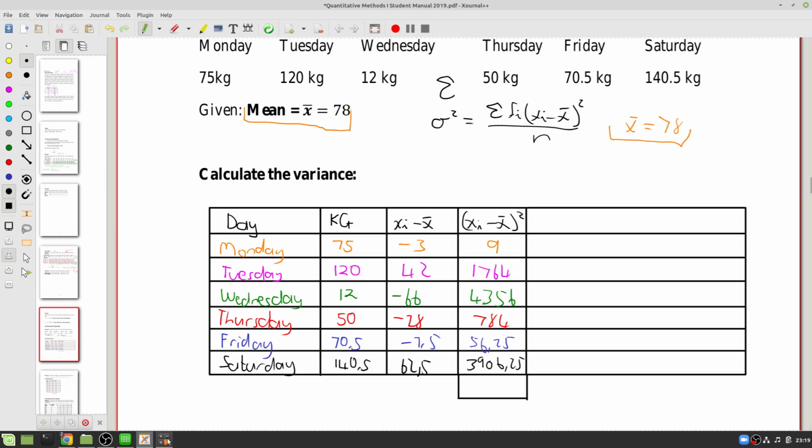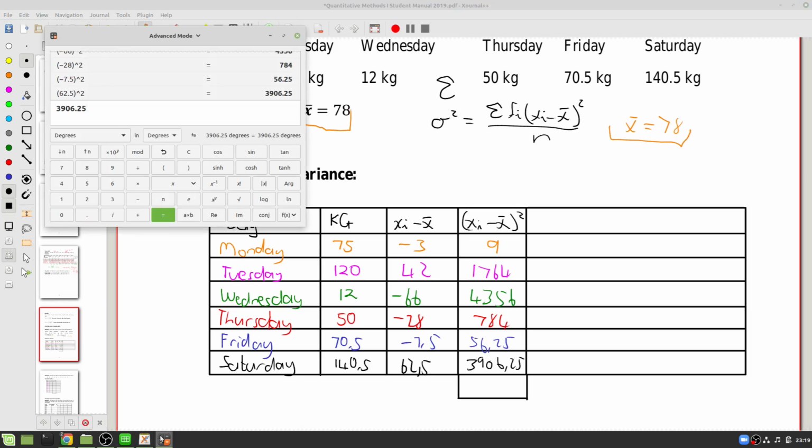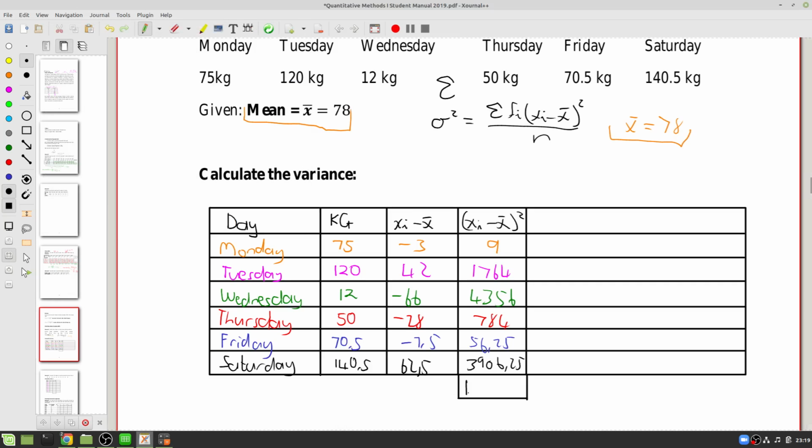And what do we do now? Well, we add everything up again. So 3906.25 plus 56.25 plus 784 plus 4356 plus 1764 plus 9. All of that is 10876.5.